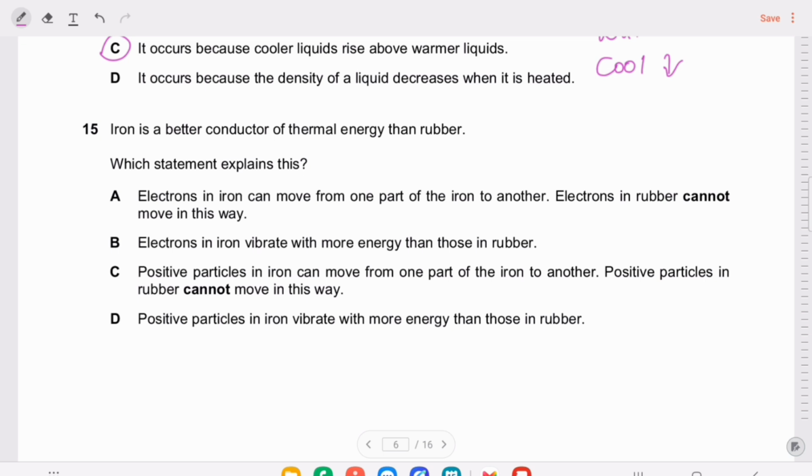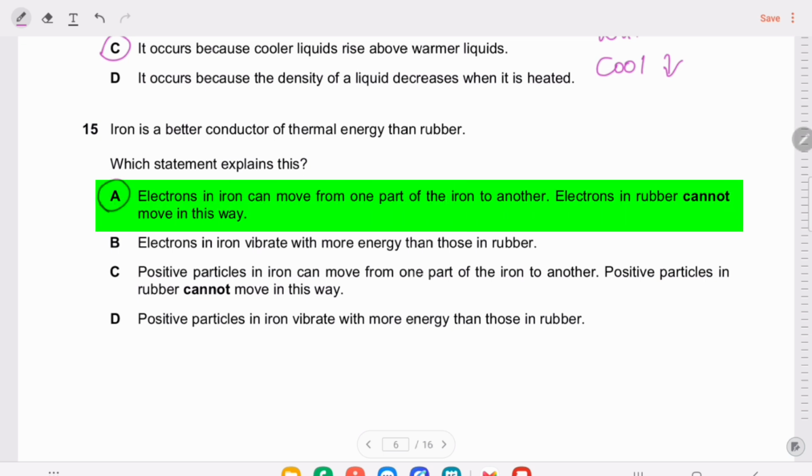So in that case, option A is correct because electrons in iron can move from one part of the iron to another. Electrons in rubber cannot move in this way.